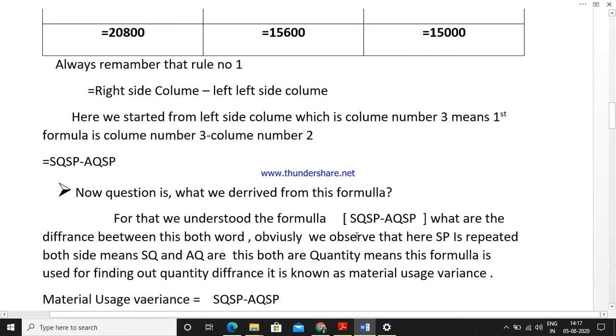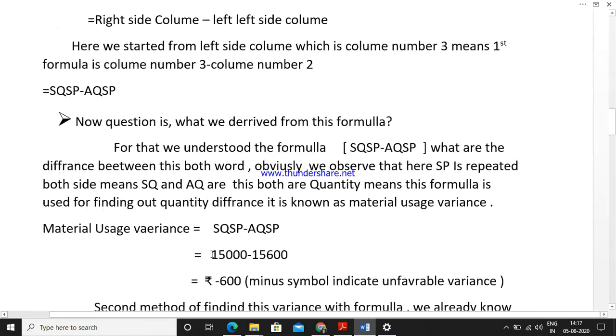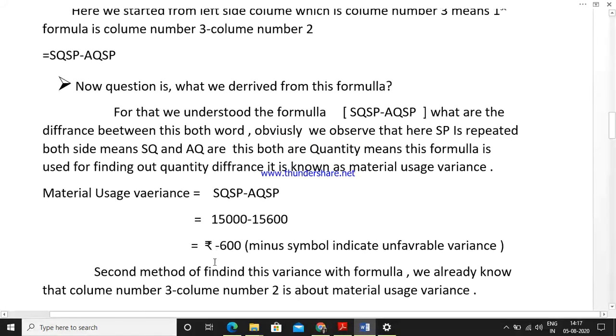What is the difference between these two? Obviously, we observe that SP is repeated on both sides, while SQ and AQ indicate quantity, means this is the formula of material usage variance. Material usage variance is SQSP minus AQSP. SQSP we found is 15000, where AQSP we found is 15600. Here we get minus 600. Minus symbol indicates unfavorable variance.